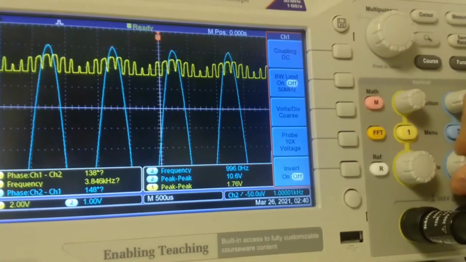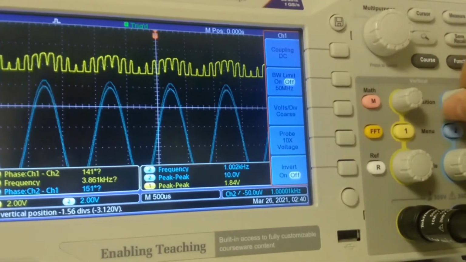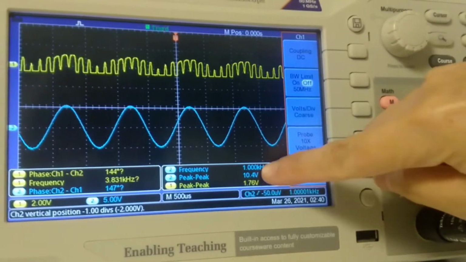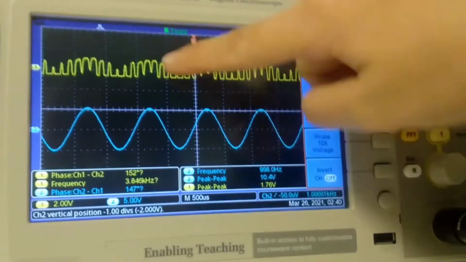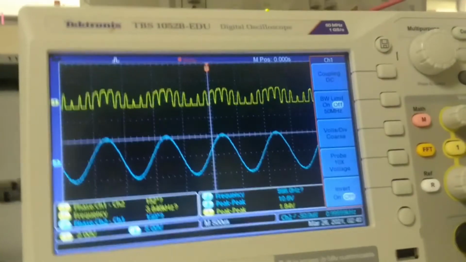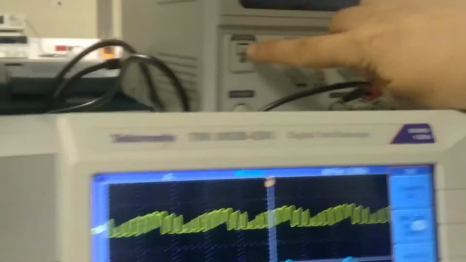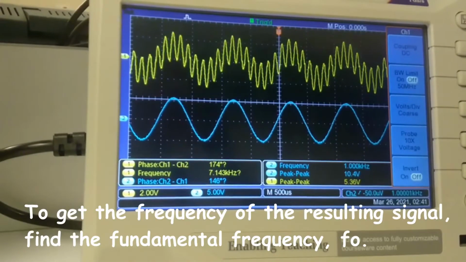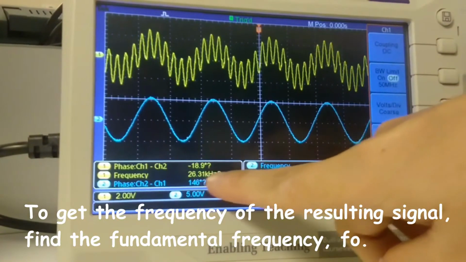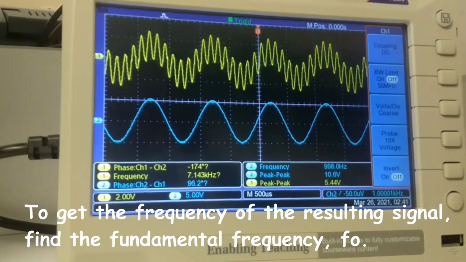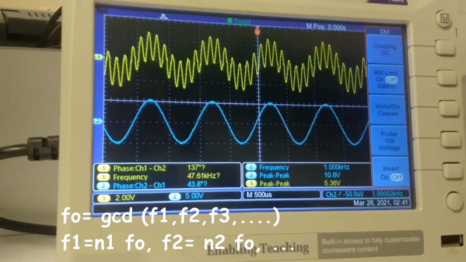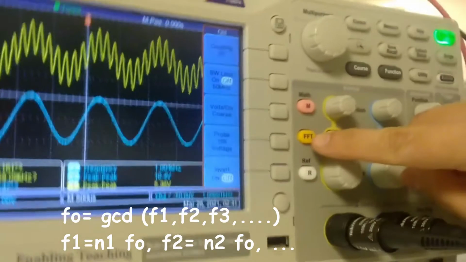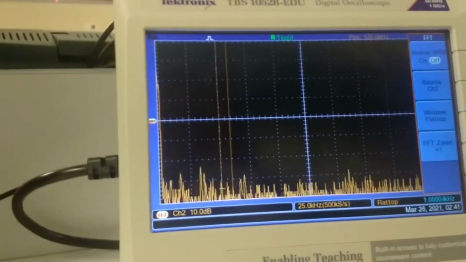Here I'm showing one of the original signals, and then the combined signal. The blue one is the 1 kHz frequency signal. The yellow one is the combination signal, and you can see the graph is not correct because I didn't turn on the power supply. To get the frequency of the resulting signal, you need to find the fundamental frequency, which is to find the GCD, the greatest common divisor.